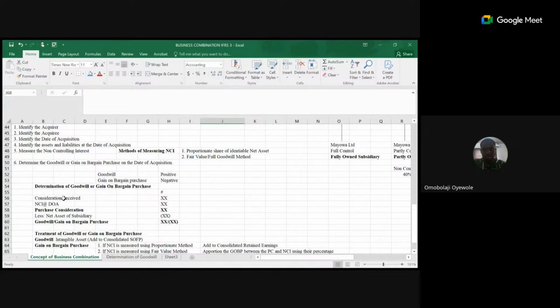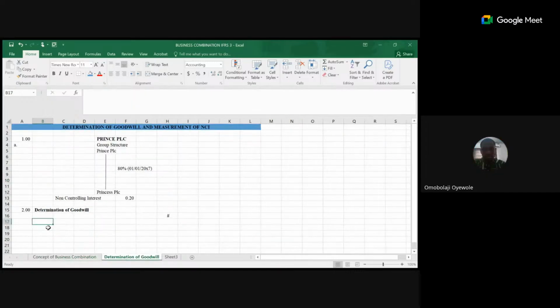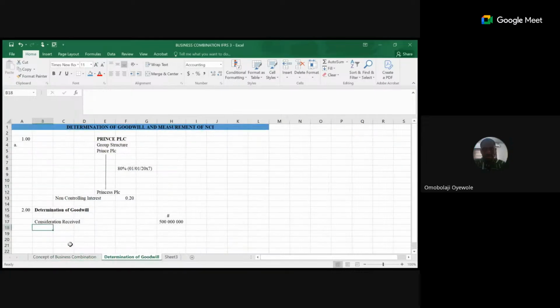So what's the first thing in the determination of goodwill? First thing is your consideration received, right? How much is the consideration received? 500 million. Now, after consideration received, the next thing is what? NCI at date of acquisition.